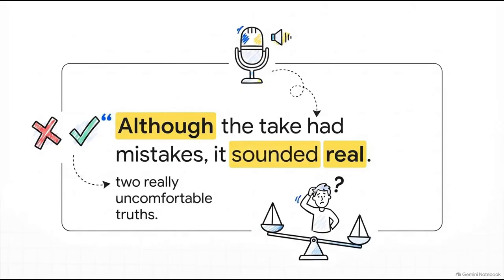Building onto our salsa band story, notice how the conflict creeps in incrementally, handing us 2 really uncomfortable truths at the exact same time. The take had mistakes, but it sounded real. And this is exactly what conflict looks like in the real professional world. Competing priorities. The narrator is stuck, and they have to make a choice.